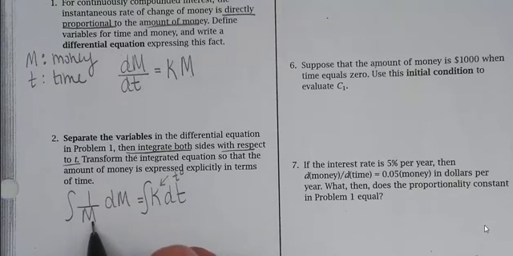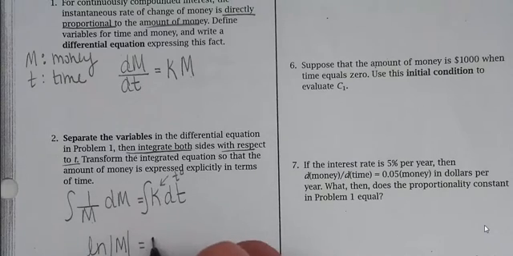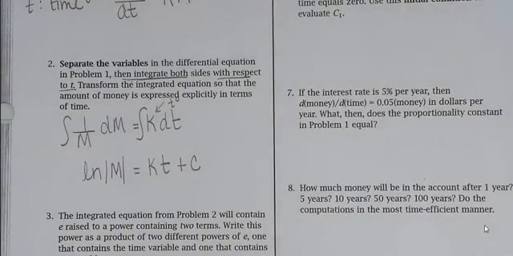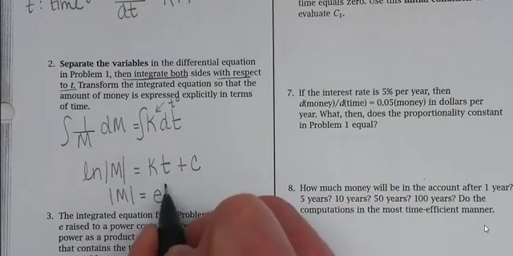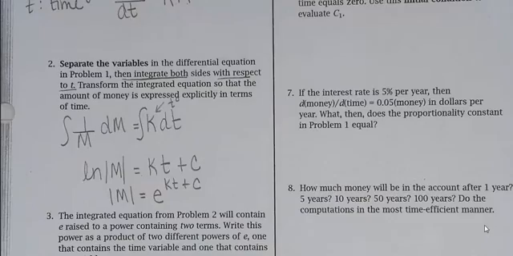So this is 1 over m, so I know that I'm going to have ln of the absolute value of m. And then on this side, with respect to t, well, that's a constant right there. So now if I'm taking the integral, I'm going to now have kt plus some other constant, plus a c. Okay, and from here, then, I've got a logarithm. I can rewrite this as an exponential, right? So I can have the absolute value of m equals e to the kt plus c.